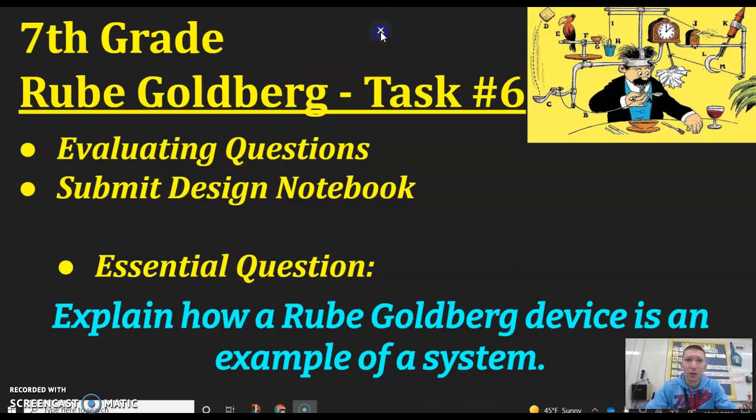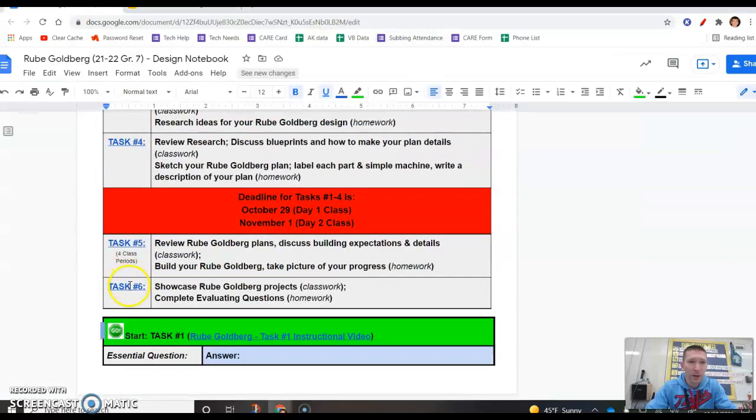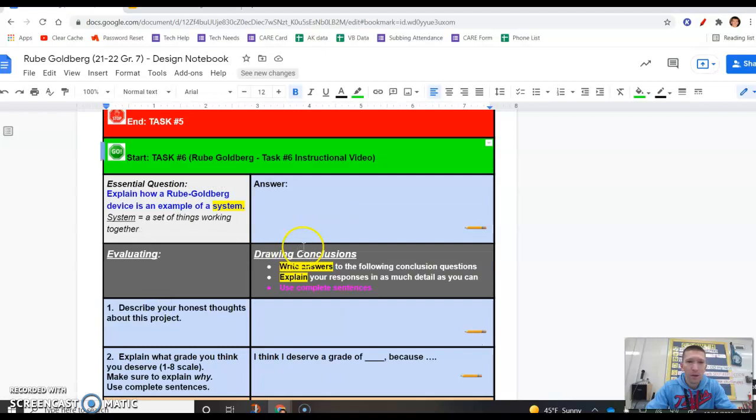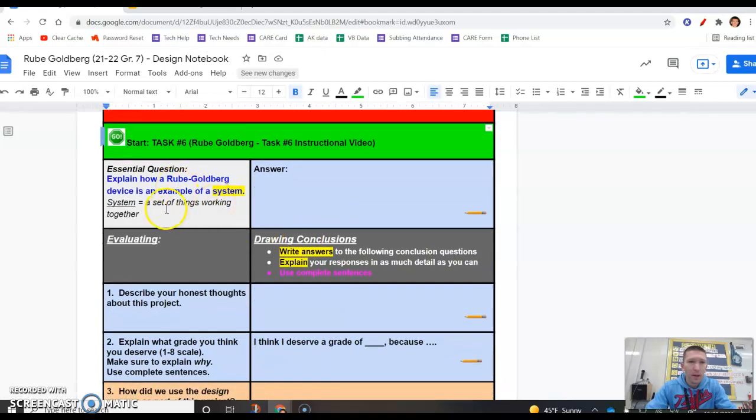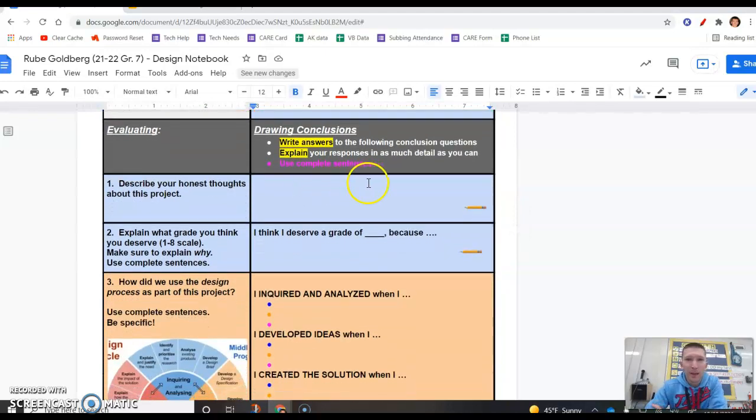And so when we go to our design notebook, you'll see it is task number 6, all the way at the bottom. There is our essential question. Make sure you have that answered. And then just the conclusion questions, remember that explain it in as much detail as you can. So try to be specific with your Rube Goldberg, not being too vague with your answers.